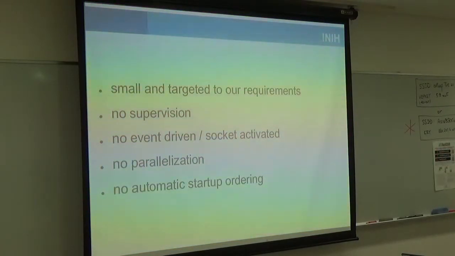I want to emphasize the fact that we did not fall into the not-invented-here syndrome. We really did look a lot at the other implementations before we started our own. So we wanted something very small and targeted to our requirements, obviously. Something close to the OS. We didn't want something that would do supervision of services. Nothing event-driven, socket-activated, nothing fancy like that. We really wanted to be traditional and not change anything. So again, no automatic startup ordering.